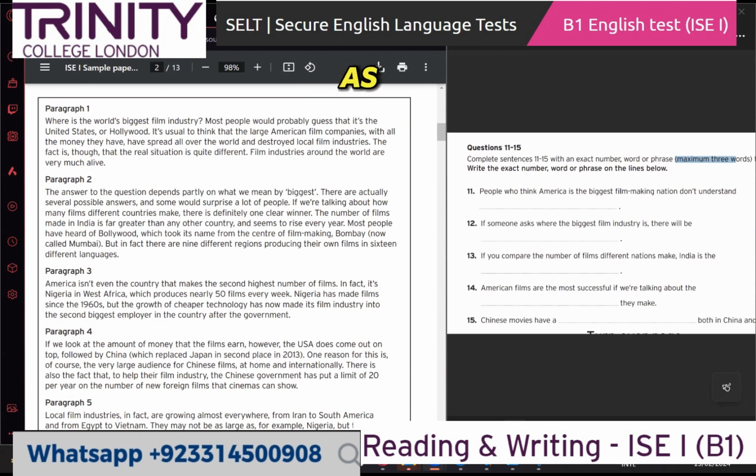What did you choose as your answer here? Question 11. Hollywood. No. People who think America is the biggest filmmaking nation don't understand blank. Don't understand what? It's mentioned here from paragraph 1. Where is the world's biggest film industry? Most people would probably guess that it's the United States. Okay? People think, people guess it's the United States or Hollywood.